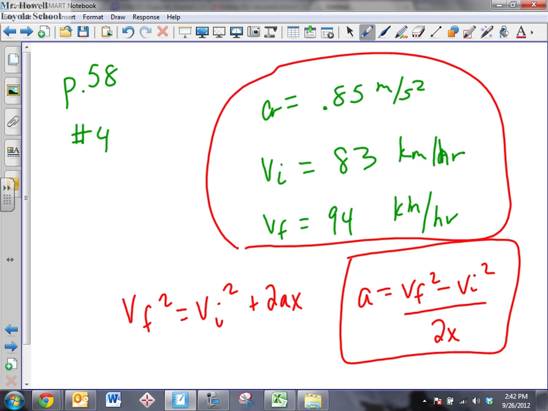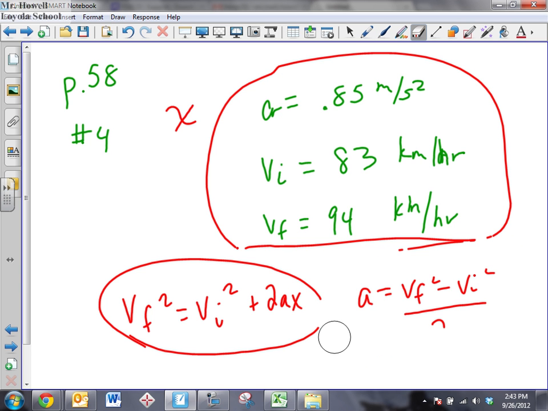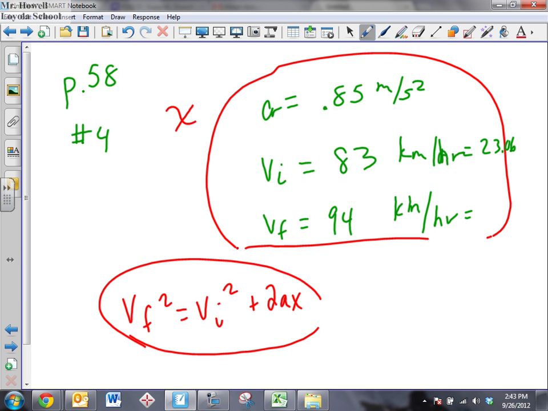This problem is asking us to find, this is number 4, the magnitude of the car's displacement. So for this problem, we're looking for x. So I did like Ellen did, I did VF squared equals VI squared plus 2ax. Okay. What did you get when you converted here, Evan? I got 23.06 for the VI, and then 26.11 for the VF.